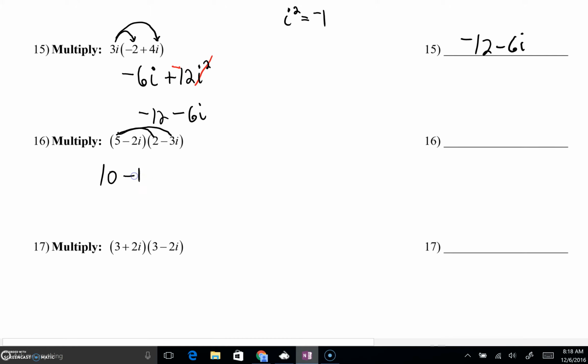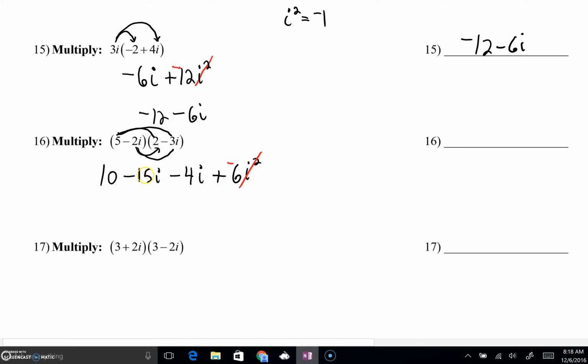5 times negative 3i is minus 15i. Negative 2i times 2 is negative 4i. And negative 2i times negative 3i will get plus 6i squared. Now again, you are more than welcome to replace i squared with negative 1, but the shortcut is to cross that out and change the sign of the number in front. Multiplying by negative 1 will just change the sign of a number.